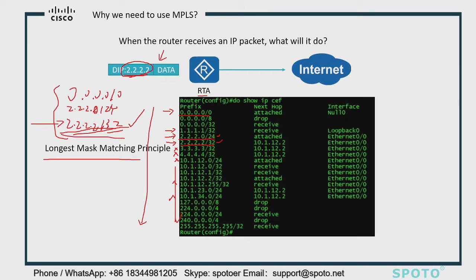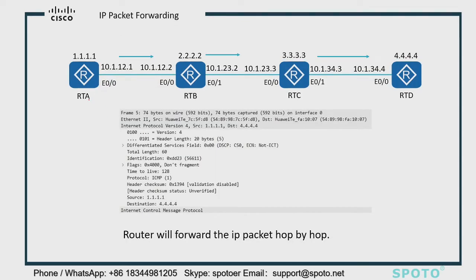Okay, so understand this one. And after we learn about this, maybe some of you will have a question. A long time ago, maybe 20 years ago, I mean in the 1990s, the performance of router devices was not strong. So we can find here, for this topology, which is actually not large, we have 4 different routers: RTA, RTB, RTC, and RTD. When RTA wants to visit RTD, it means 1.1.1.1 wants to visit 4.4.4.4. At this time, RTA will send an IP packet to RTD.